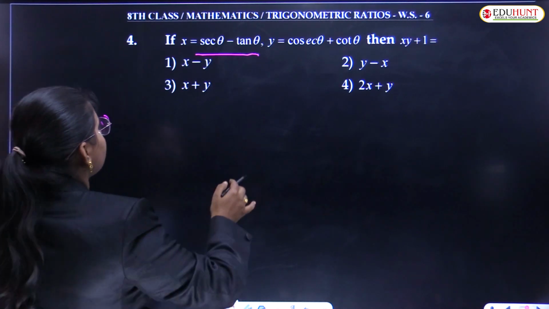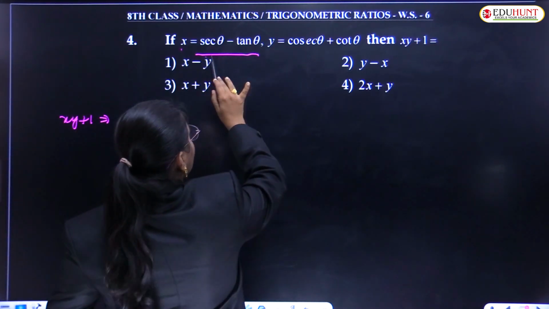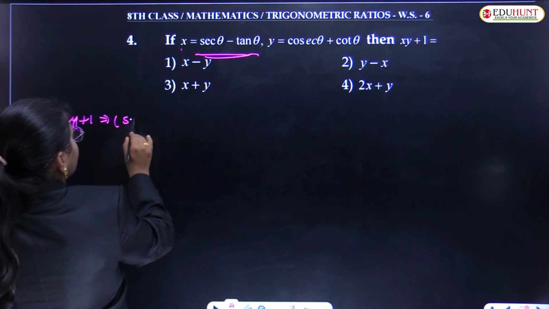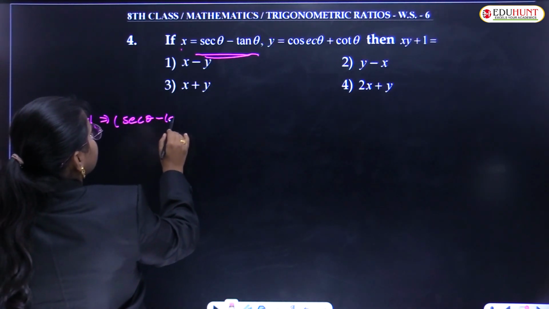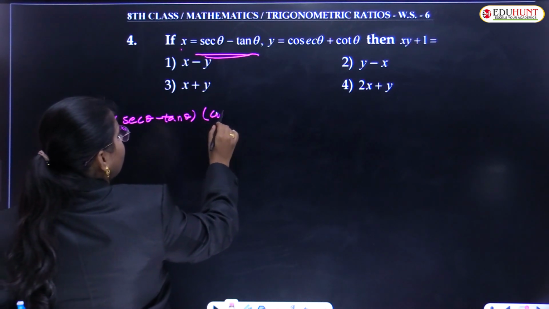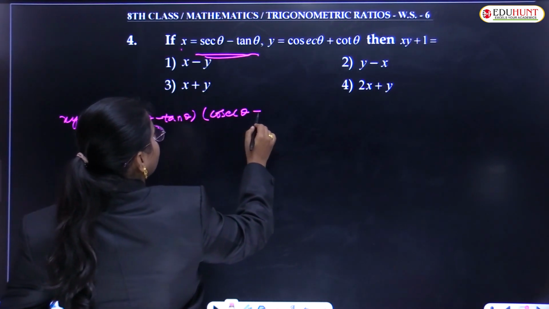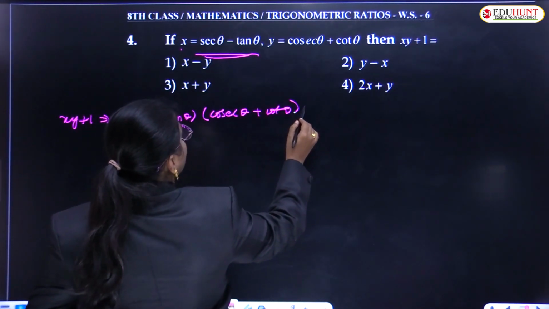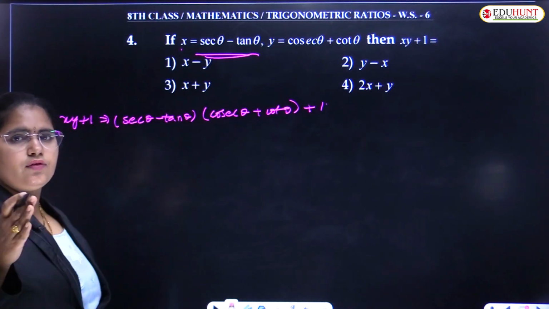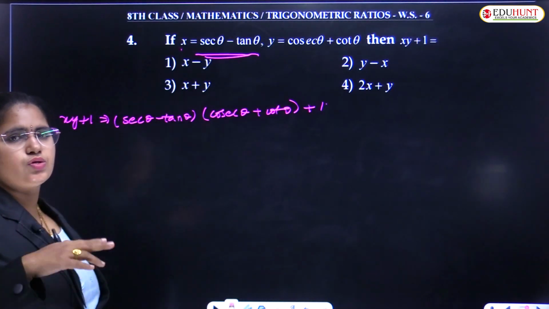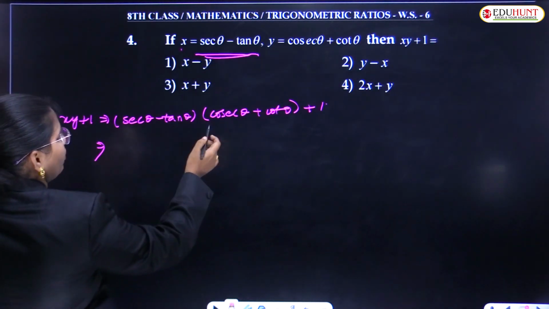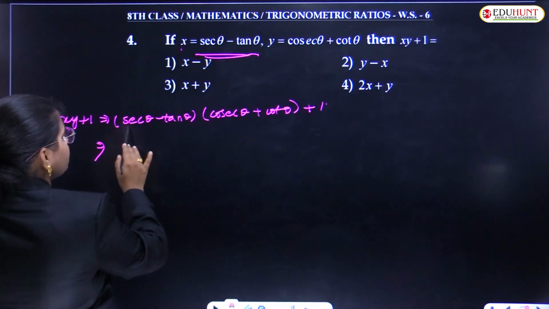Multiply: the x value is known and the y value is known. Just multiply these both together. x is secant theta minus tan theta, into y. What is y they have given? Cosecant theta plus cot theta, and this should be added with 1. I have x and I have y, and I just multiplied the values of x and y plus 1. So multiply these both.